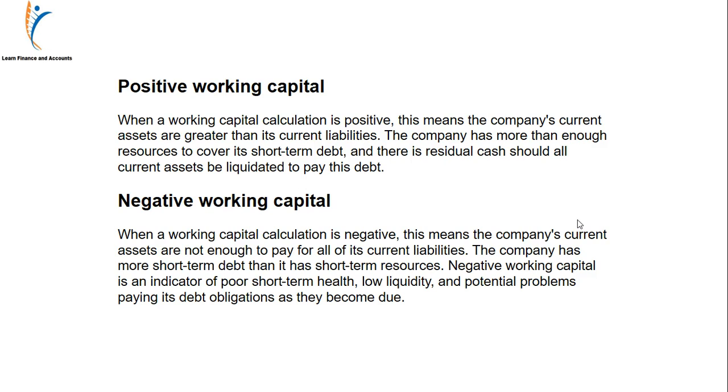Now we come to negative working capital. When the working capital is negative, this means the company's current assets are not enough to pay all its current liabilities. So current liabilities are more than current assets. The company has more short term debt than it has short term resources. Net working capital is indicator of poor short term health, low liquidity, and potential problems in paying its debt obligations when they become due.